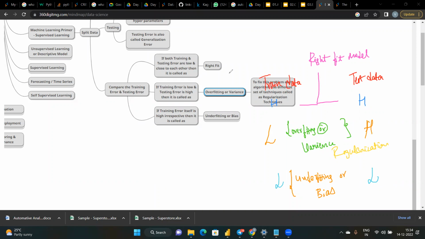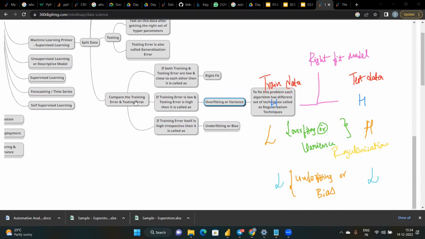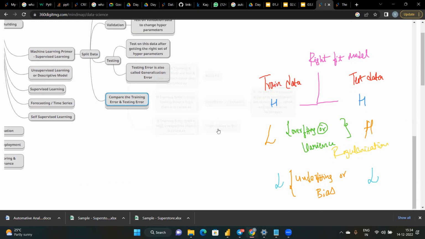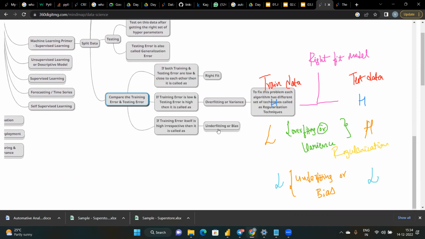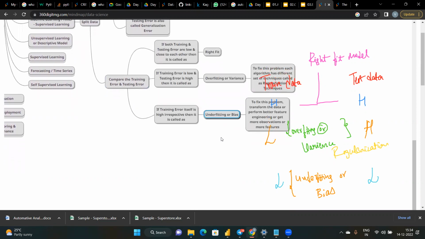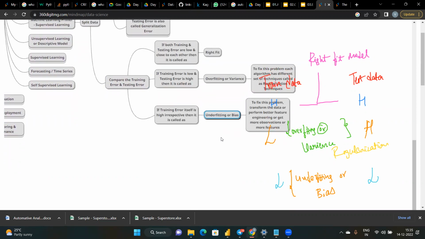So guys, after that, underfitting or bias we have also seen, right? When you click on underfitting or bias, guys, you can see to fix this problem, we are going to do data preparation. Okay, as I said, guys, feature engineering or get more observations or EDA, transform the data, whichever is very convenient for us. Okay, so after that, we'll move on to this.